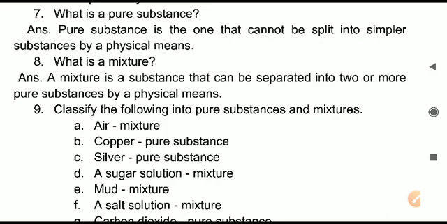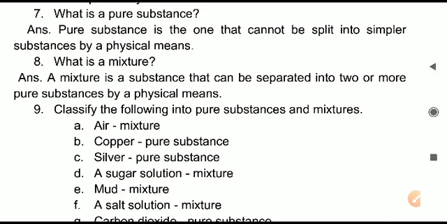Like filtration, evaporation, distillation. All these are physical methods only. We are not doing any chemical reaction. So if by a physical method any element is not breaking into different parts, that is a pure substance.